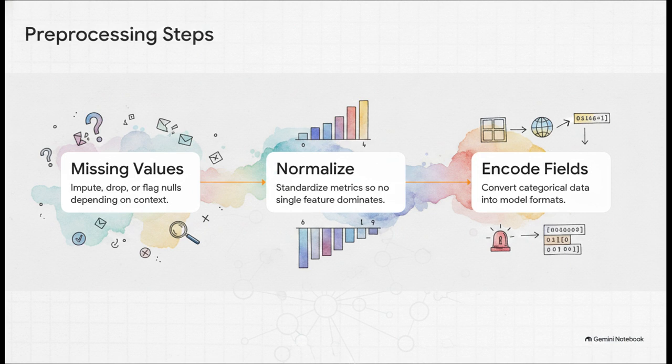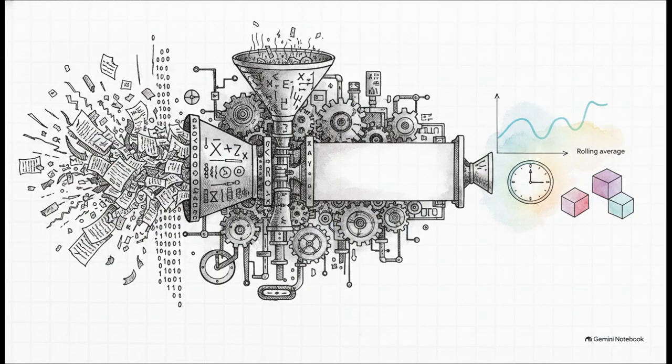Models only speak math, right? So you have to convert text, like turning HTTP 404 or 200 status codes, into numerical flags so the model can actually process them. But just cleaning the data isn't enough. You have to actively engineer features. Raw data almost never hands you the exact signal you need. You have to build it.